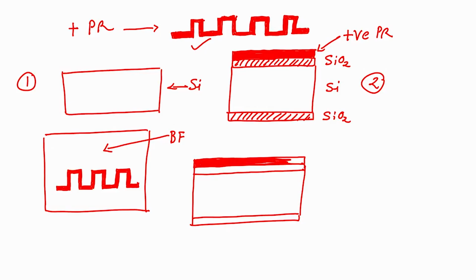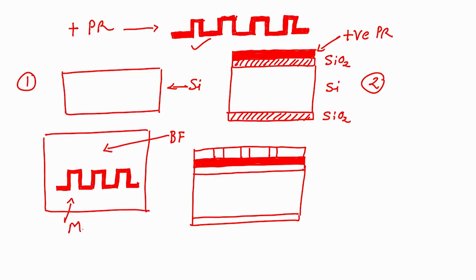So, what is the next step? Next step is we have to load the mask. Load the mask where? Load the mask on this wafer. That means, I will load the mask, which has pattern, this is a cross section, right. You see this mask, okay.